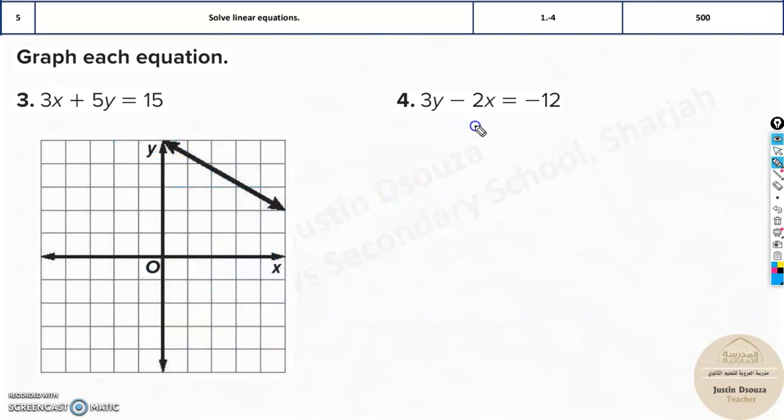Anyways, now let's do this one over here. Let's double check it. y equals plus 2x divided by 3.